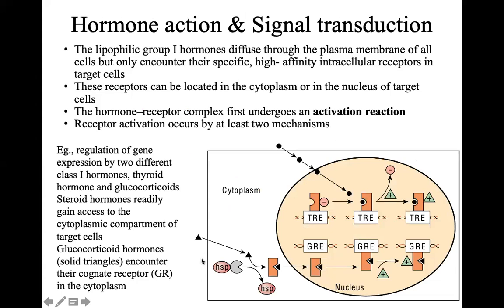Same goes here. This is the example. The lipophilic group 1 hormones diffuse through the plasma membrane of all cells, but only encounter very specific high-affinity intracellular receptors. Non-specific intracellular receptors cannot bind these hormones, right? And this can cause the activation of certain activity.